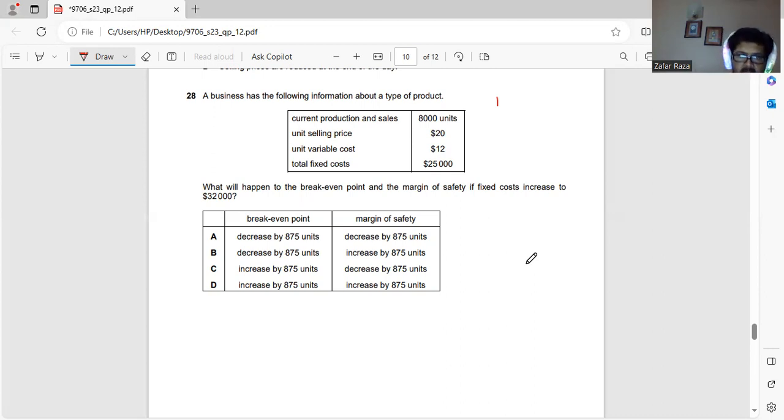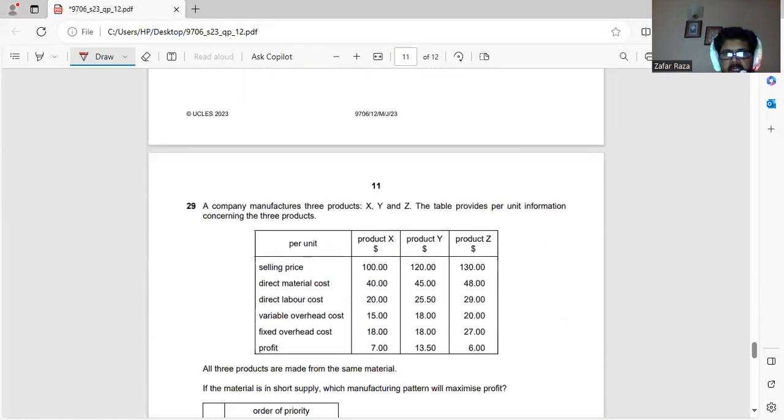But if it is increased to 32,000 divided by 8 contribution, 4,000 would be our break even. So break even is going to be increased by 875. So it means our margin of safety is decreased by 875. Remember, whenever break even increases, margin of safety is going to decrease. Okay, 29.